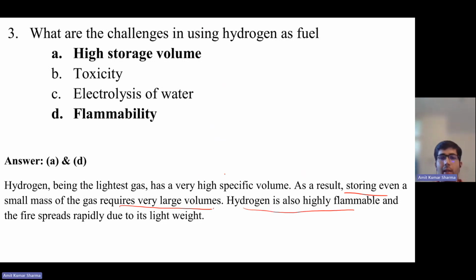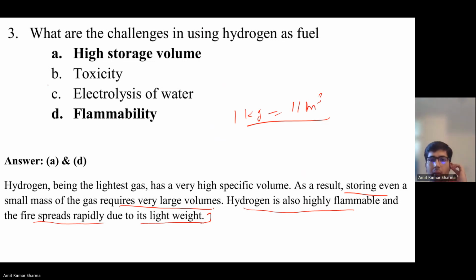Hydrogen is also highly flammable and the fire spreads rapidly due to its weight. It's lightweight, so hydrogen fire spreads very quickly. In 1 kg there will be approximately 11 meter cube of hydrogen, so you can compare the mass to volume ratio. So we require high storage volume, and the flammability is also very high.